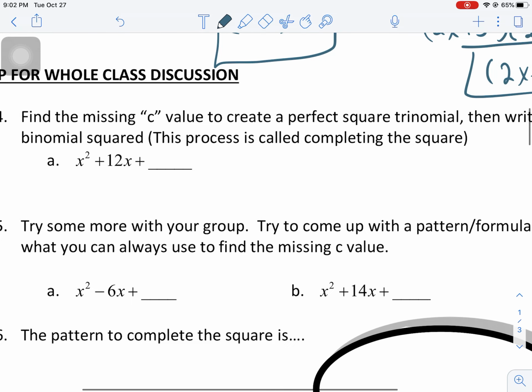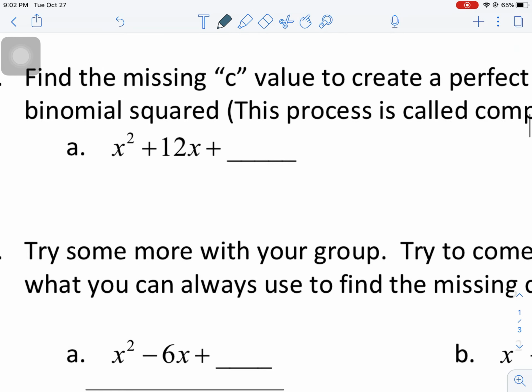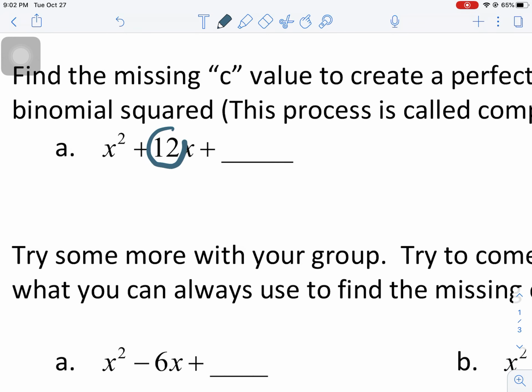So to find the missing c value to create the perfect square trinomial, we just need to think about, well, what plus itself gives us 12? Okay, so 6 plus 6 would give us 12. So that tells us that 6 squared would be what needs to go at the end here.